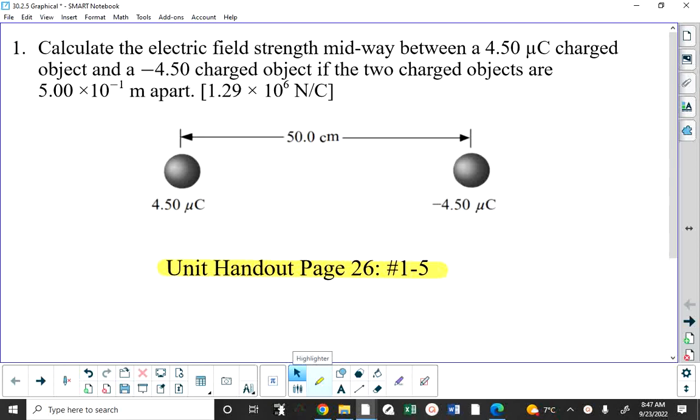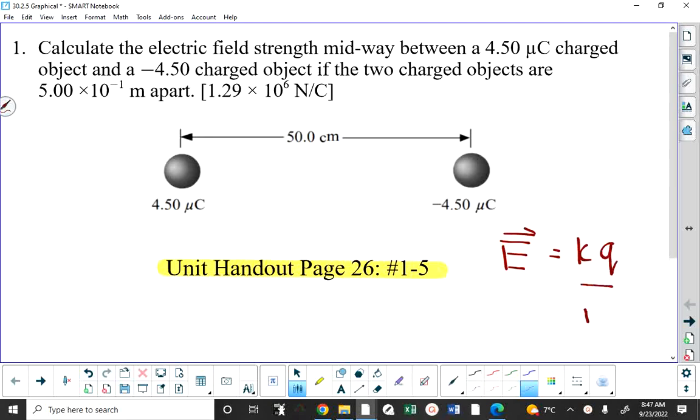What you're doing in this assignment is finding net electric field strength at a particular location in space due to multiple sources. To calculate electric field strength due to a point charge, you use E equals kQ over r squared. You can't get the direction out of that formula. You have to think about the direction and think about putting in a positive test charge to determine the direction.